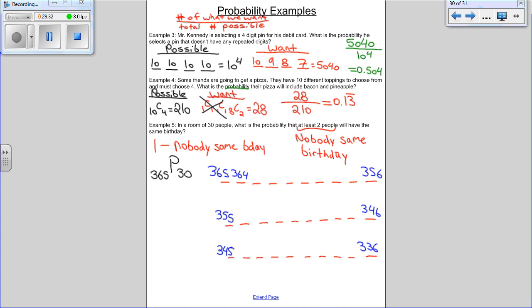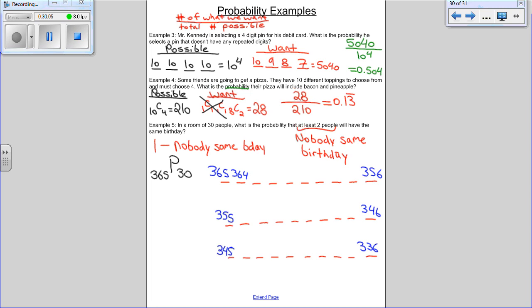So 365P30. And that's going to give me a massive number, which I'm going to leave in your calculator. So it's going to be like 2 times 10 to the power of 76. That's huge. That's no one has the same birthday. Then you need to subtract what happens from all the possible things? So how many birthdays is possible?